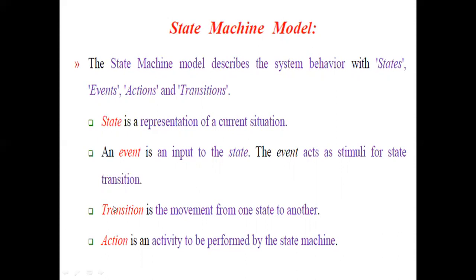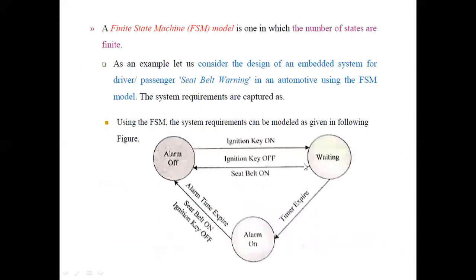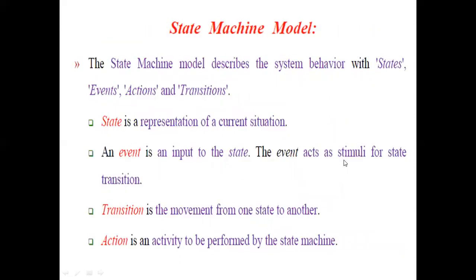So here the state is a representation of the current situation. An event is an input to the state. So the event acts as a stimulus for state transition. Transition is the movement from one state to another state. Action is an activity to be performed by the state transition machine. So these are the 4 things which we're going to perform in this state machine model.